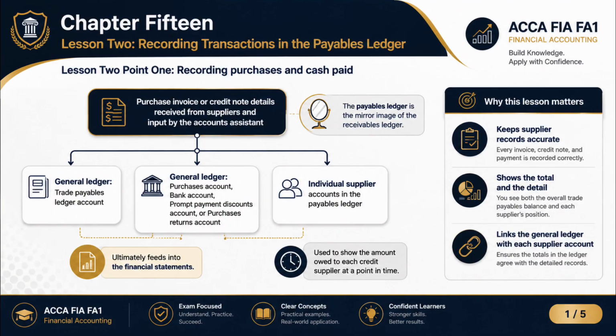What happens when a supplier document is received? The process normally begins when the business receives a document from a supplier. This document may be a purchase invoice or a credit note. A purchase invoice tells the business that it has bought goods or services and must pay the supplier. A credit note tells the business that the amount owed to the supplier has been reduced.